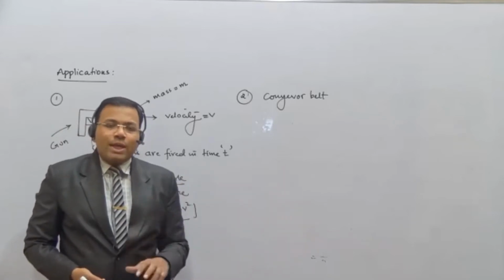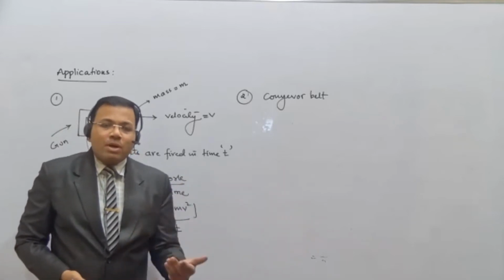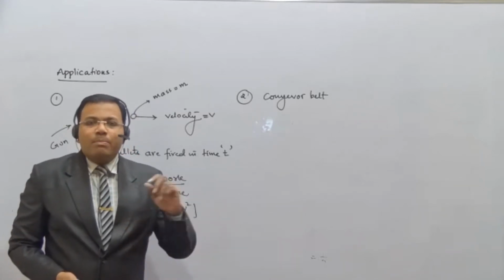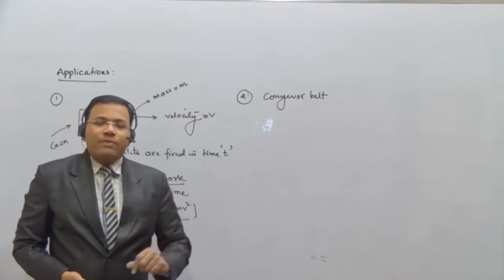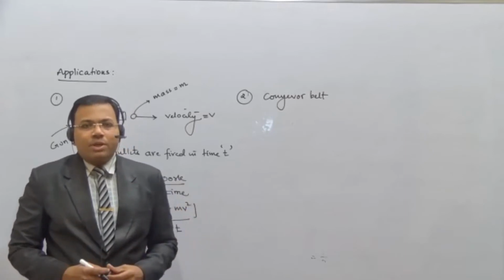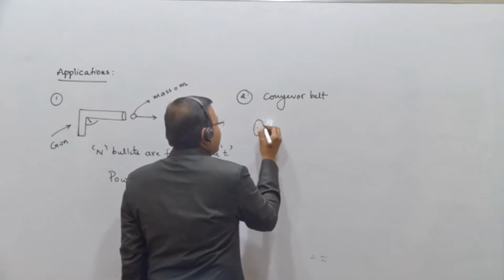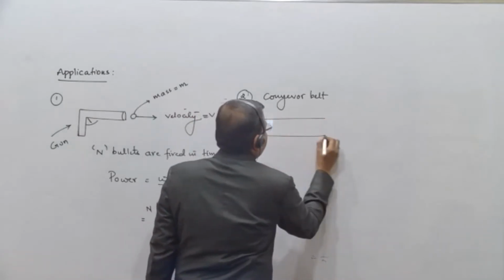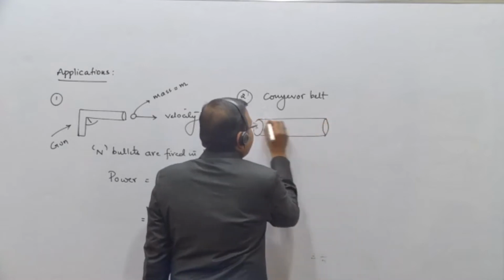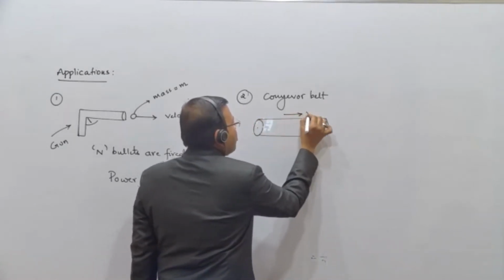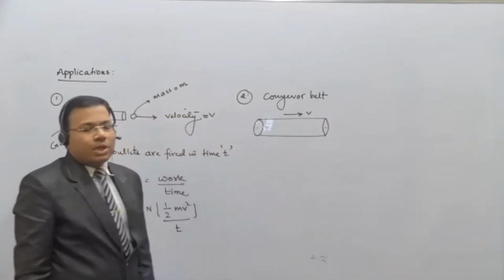So if you want to calculate the extra power required to drive the belt, or to move the belt with constant velocity, that we are calculating. See, this is the drum for this conveyor belt. The conveyor belt will be moving like this. So this conveyor belt we have to move with the velocity v.